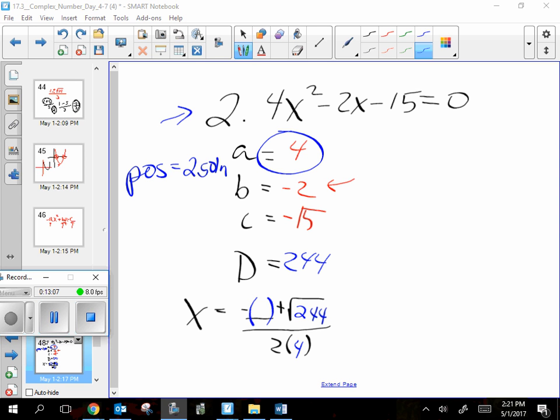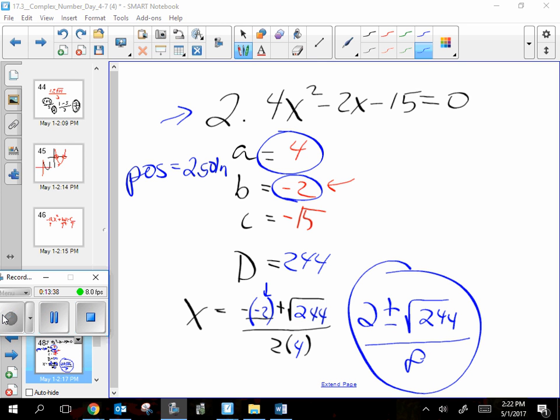Which part don't I have yet? I'm missing something. What's that part? Negative b. Very good. So the b is what? Negative 2. So I put negative 2. Wait a minute. There's 2 negatives. Negative negative 2, positive 2. So it's 2 plus and minus square root. They have them separated into 2 separate things. I like to just say plus and minus square root of 244 all over 8. And you do not need to go further because nobody ever asks you, hey, what's the square root of 244?